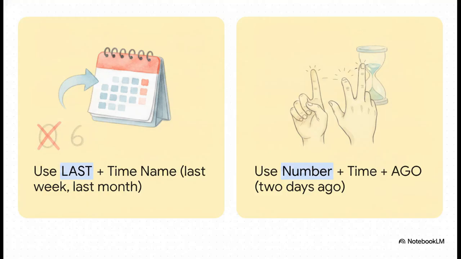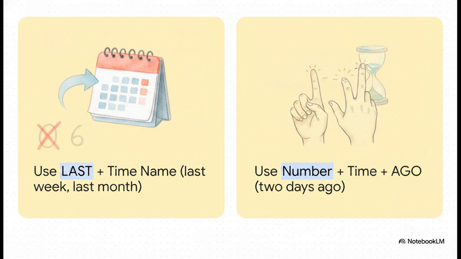Okay, listen closely because this is where a lot of language learners tend to stumble. There is a very strict boundary between the words last and ago. The golden rule for last is that it is always followed directly by a time name. Absolutely no numbers allowed. You say last week, last month, or last year. On the flip side, ago is pretty picky. It requires a number first, then the time unit, and you close it all out with the word ago. So it becomes 2 days ago or 3 weeks ago.